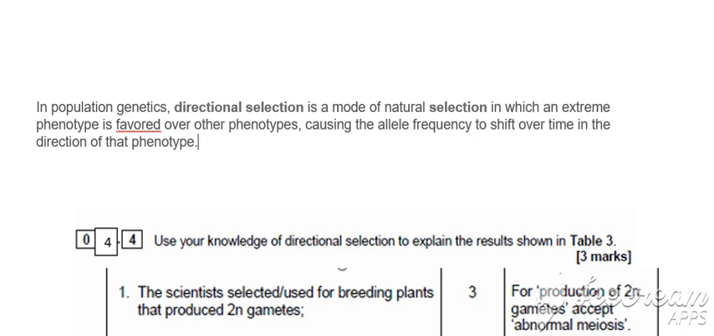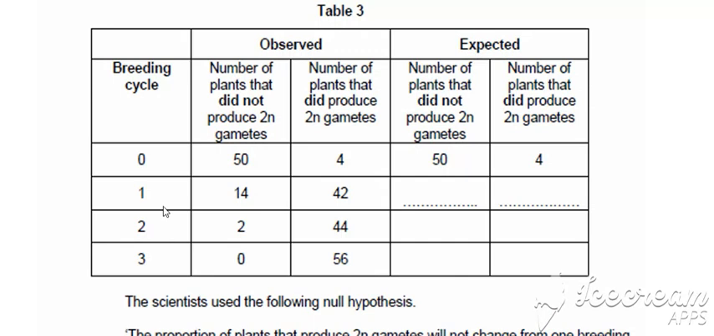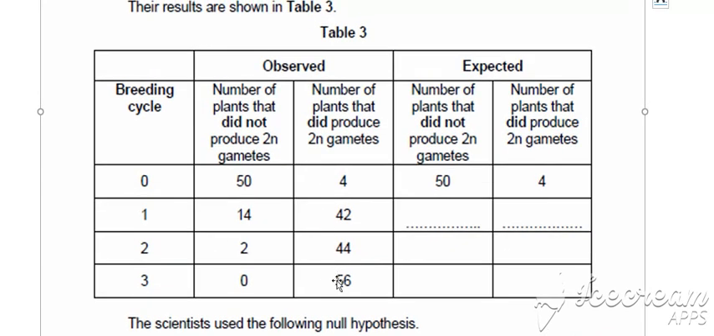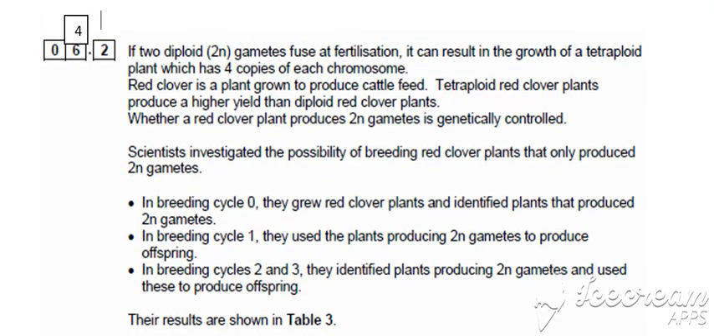So if we look back at Table 3, we can see that as the breeding cycles continued, the number of plants that did not produce the 2N gametes started to reduce, and then after 3 breeding cycles went down to 0, and the number of plants that did produce the 2N gametes started to increase until it was all of the population. It tells us earlier on in the question that the scientists investigated the possibility of breeding red clover plants that only produced the 2N gametes.